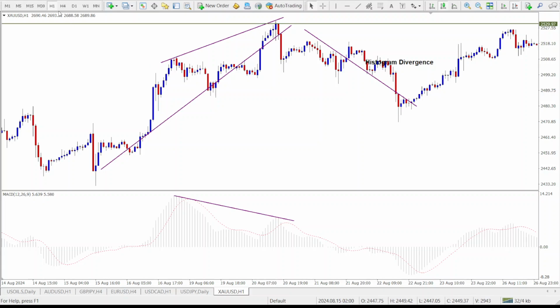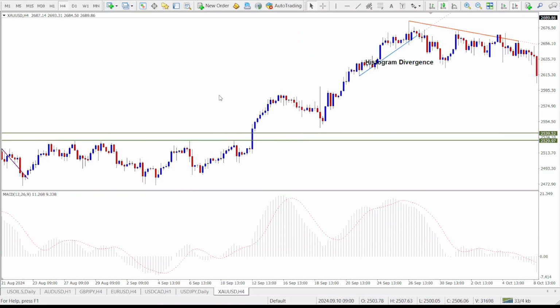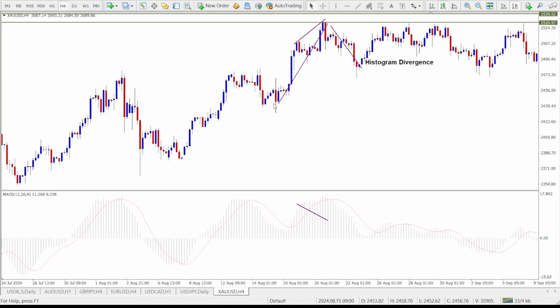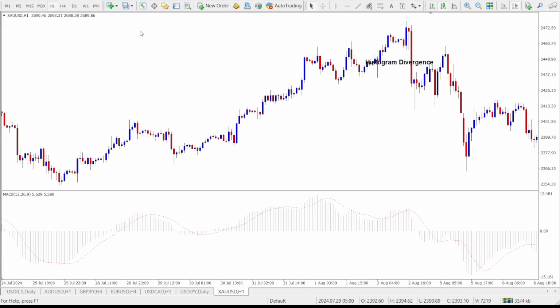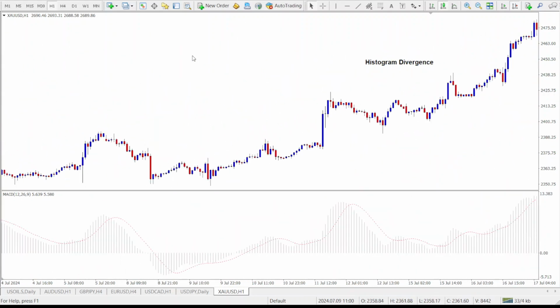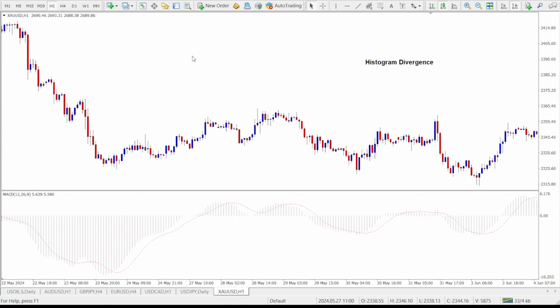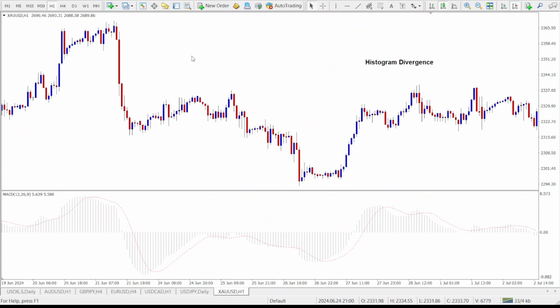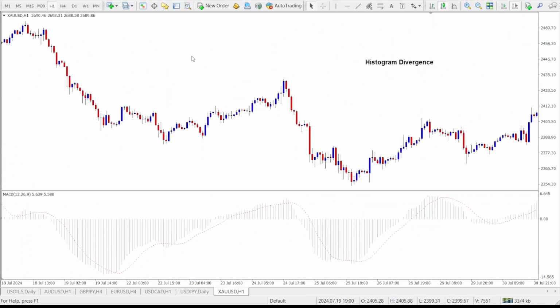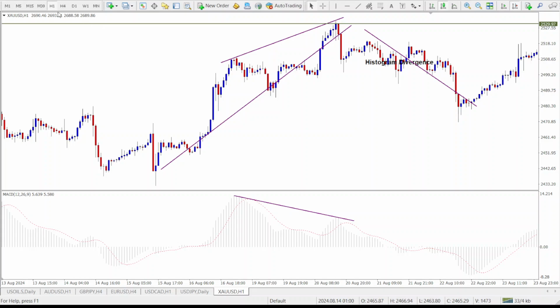Now, this is the 1 hour time frame. You can decide to go to another time frame, perhaps a higher or a lower time frame, to get a better picture. For example, we identified the divergence on the 1 hour chart. So if we want to look at the bigger picture, we can go to the 4 hour chart to find out what is happening there.